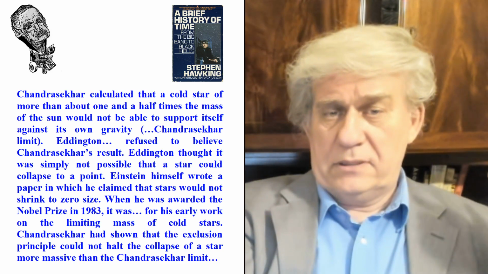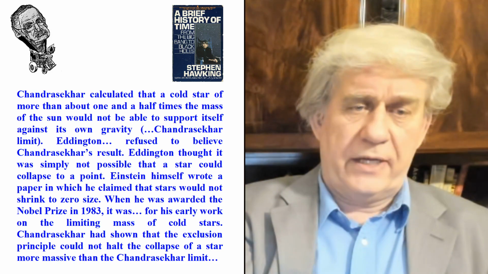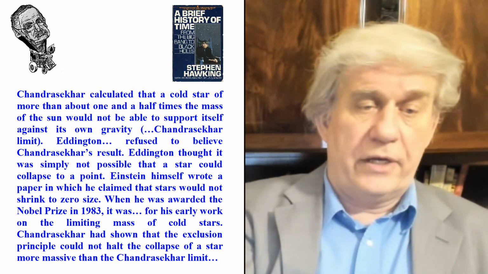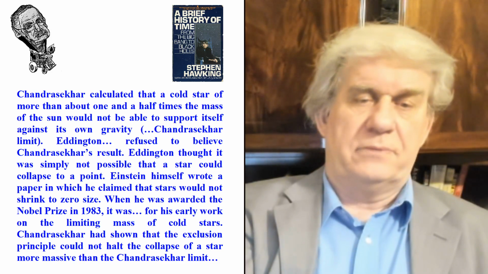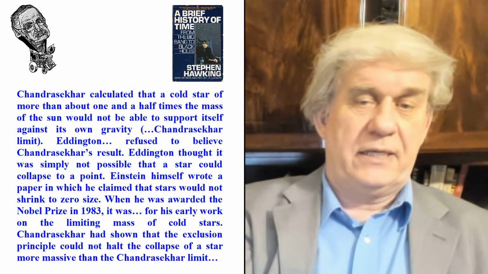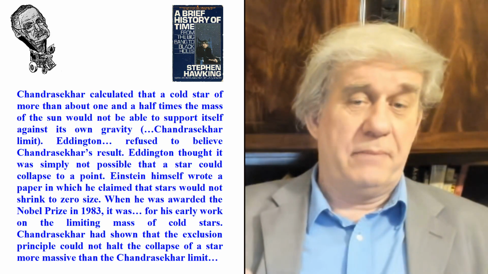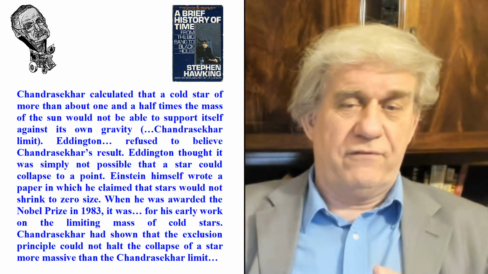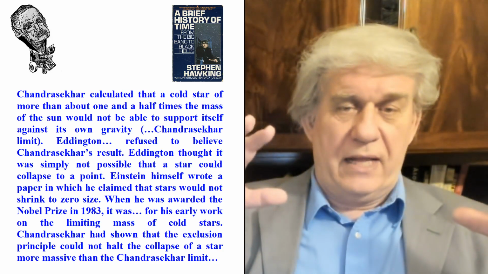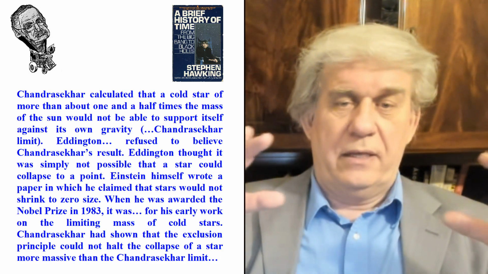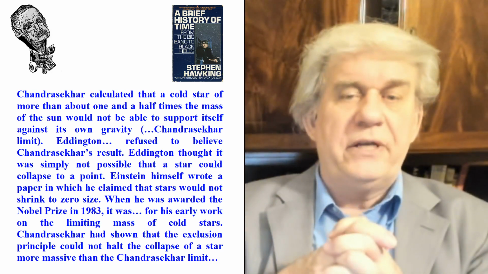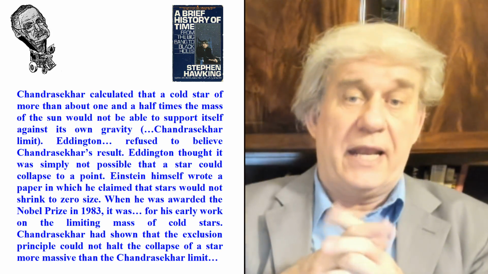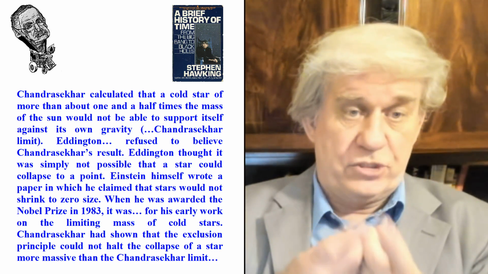Eddington, Chandrasekhar's supervisor, refused to believe Chandrasekhar's result. Eddington thought it was simply not possible that a star could collapse to a point, meaning nothing, zero-dimensional. We're not talking about a point being located with 2 coordinates or 3 or 4. No, we're talking about a 3-dimensional object, a star, a sun, collapsing until it disappears completely matter-wise. It crushes all matter out of existence. It has no structure. That's what he's talking about.